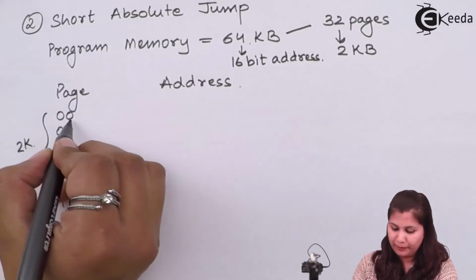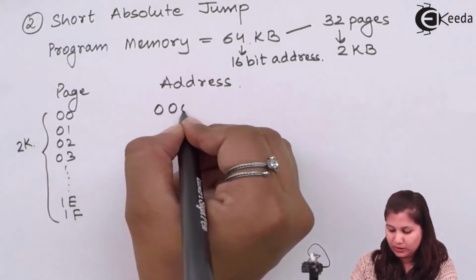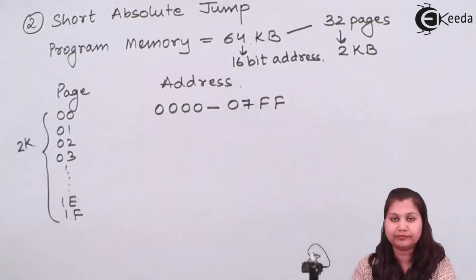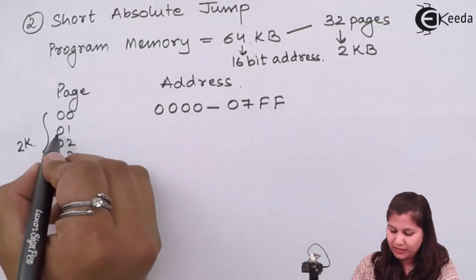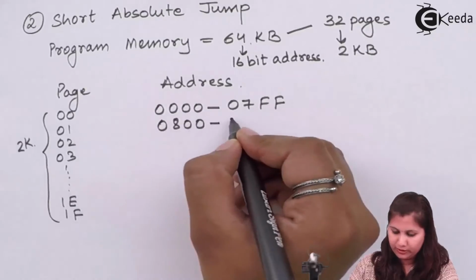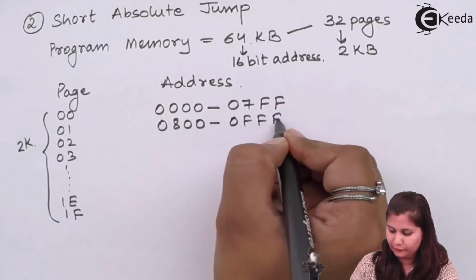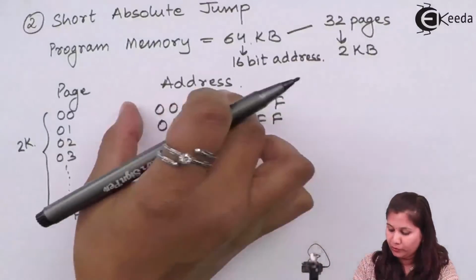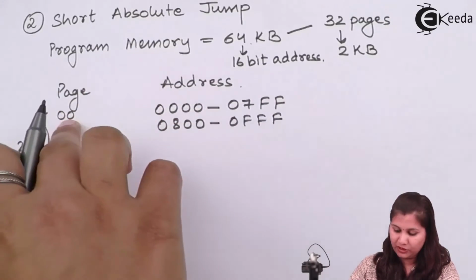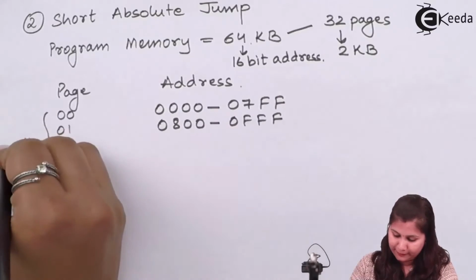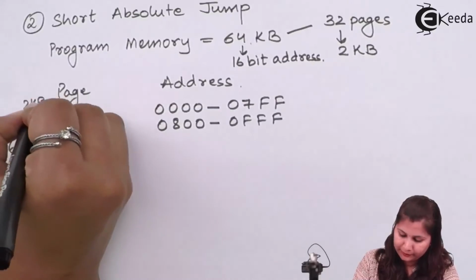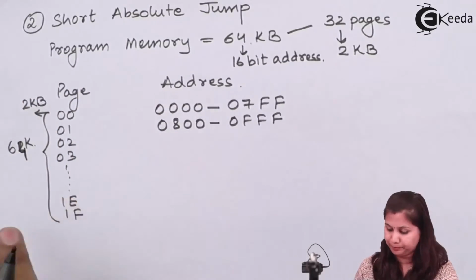So suppose page number 00 is there. It goes from 0000 till 07FF. The next page is 01. It will start from 0800 till 0FFF. So a total of 2 kilobytes of memory is there on each page, and each page is of 2 kilobytes, and a total of 32 pages are there, making 64 kilobytes.